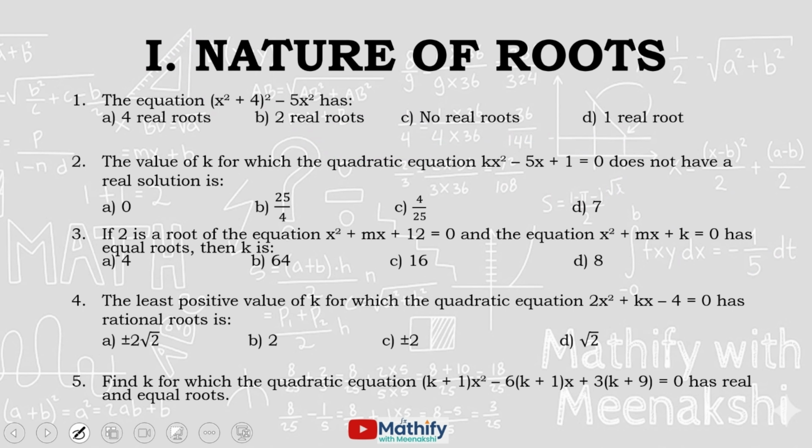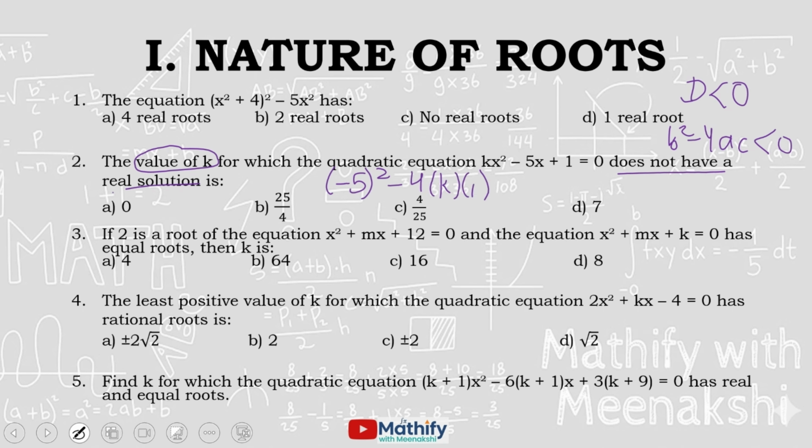Second question, the value of k. Here you have to find the value of k for which the given quadratic equation does not have a real solution. Now, we don't have a real solution when the discriminant is less than 0. That means b square minus 4ac is less than 0. So let's put the values.